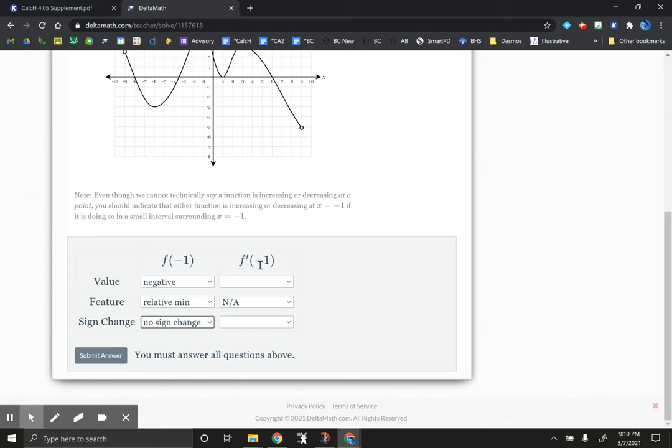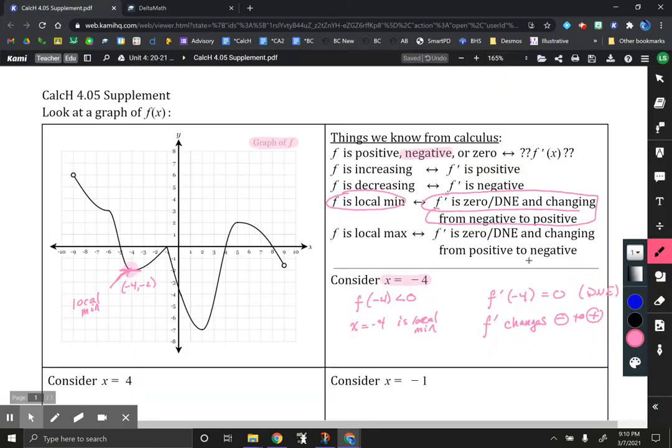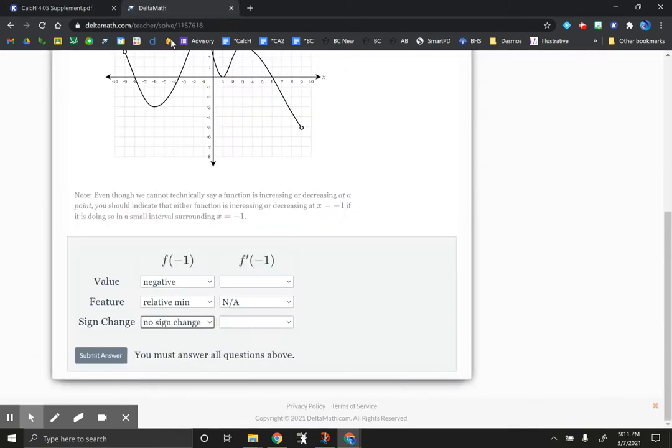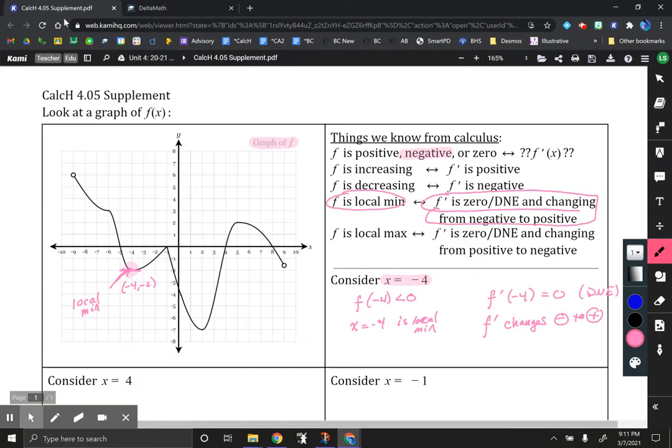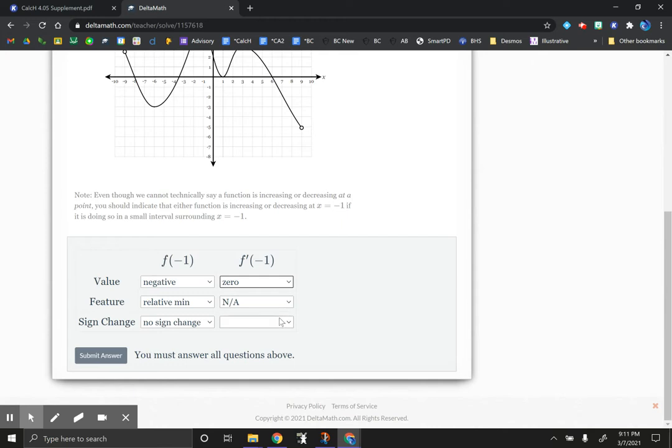Now, for f prime, and again, we're working with negative 4, we know that f prime had to be 0 because we had a horizontal tangent line there. So I would say that this was a 0. It doesn't ask me about the feature. But then if we're going to have a sign change, we know that the sign changes from negative to positive. And that would be how we would fill in that table for that particular question.